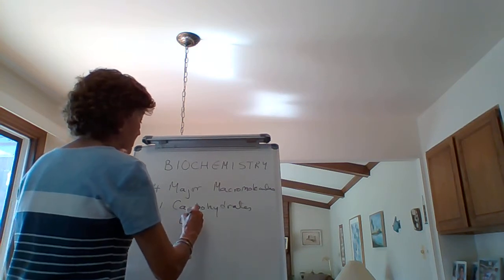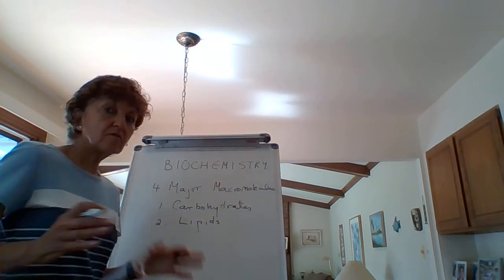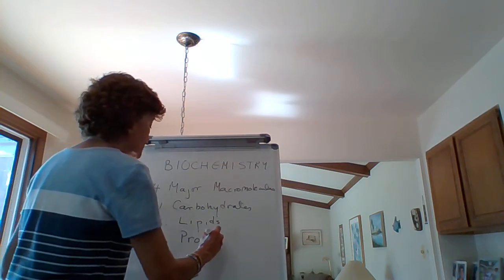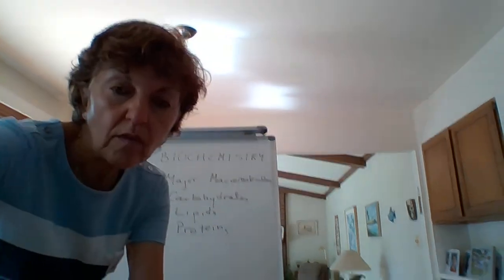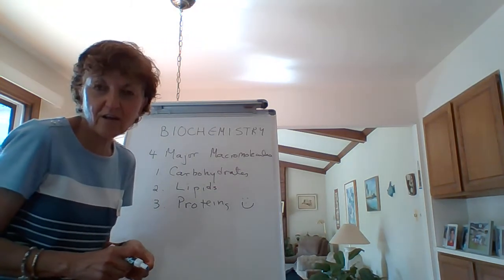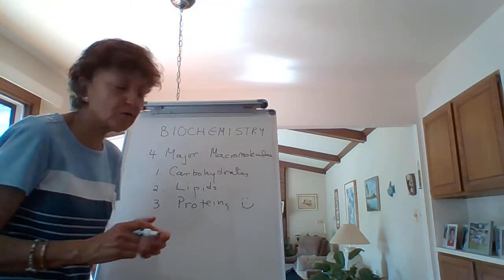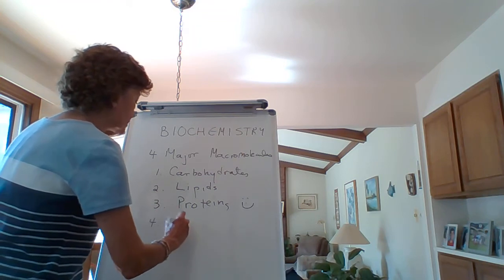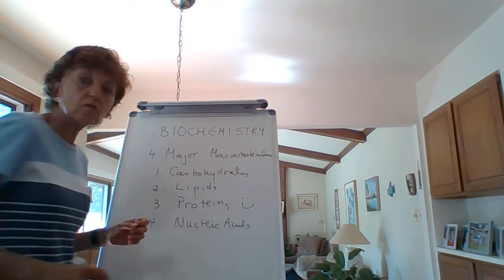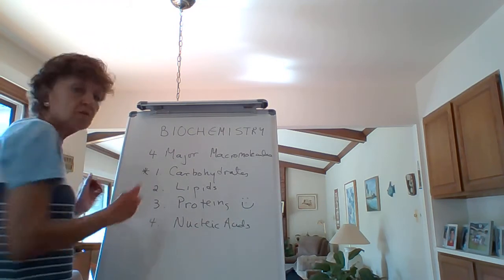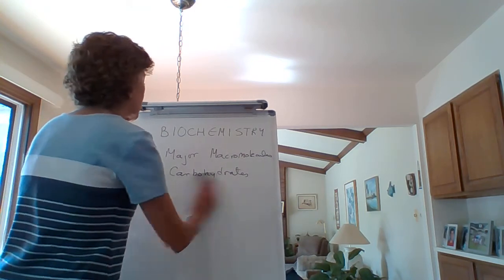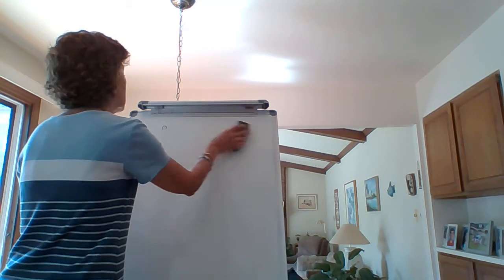Number two, lipids. Lipids, fancy word for fats, okay? Number three, proteins. Proteins, I'm going to put a smiley face here because I did a lot of my research on proteins. I love proteins. And then number four, nucleic acids. Okay, so we're going to first start off with carbohydrates. All right, so I'm going to just erase this and let's start off with carbohydrates.